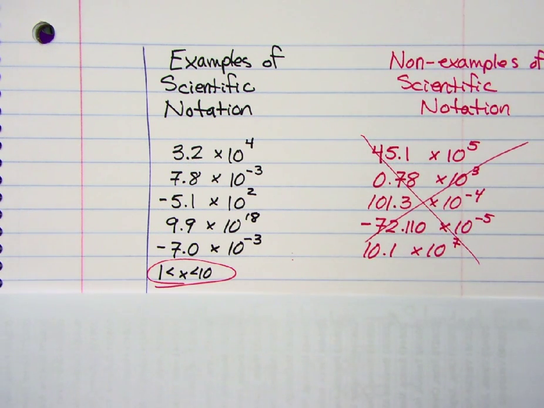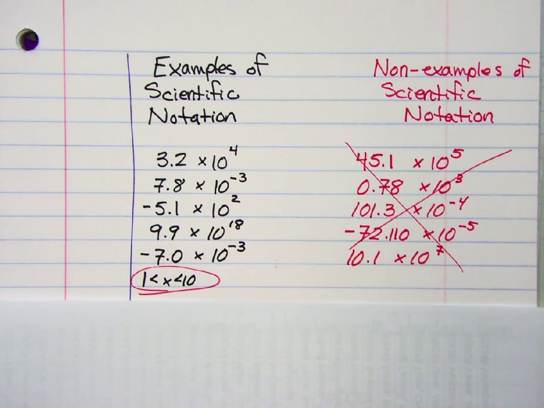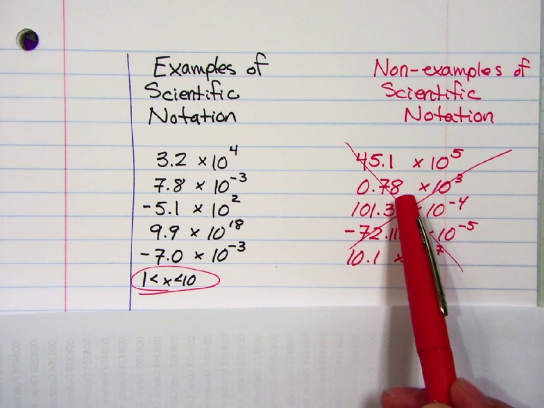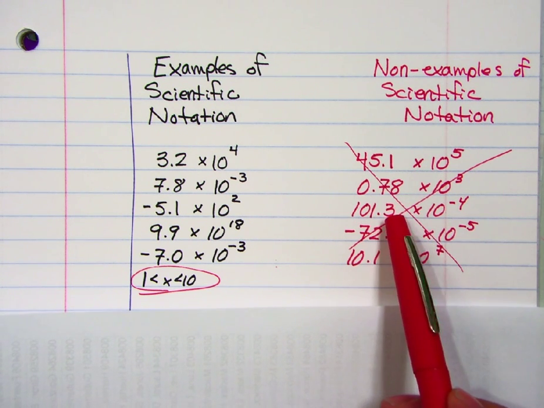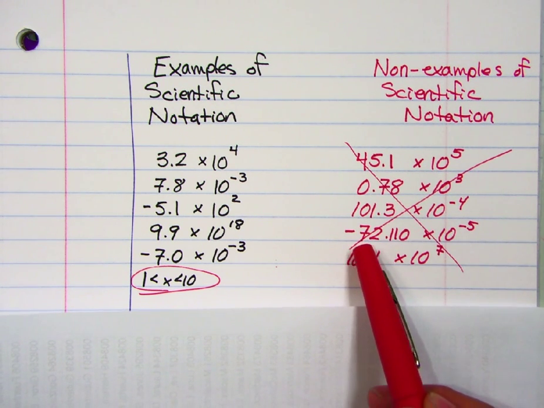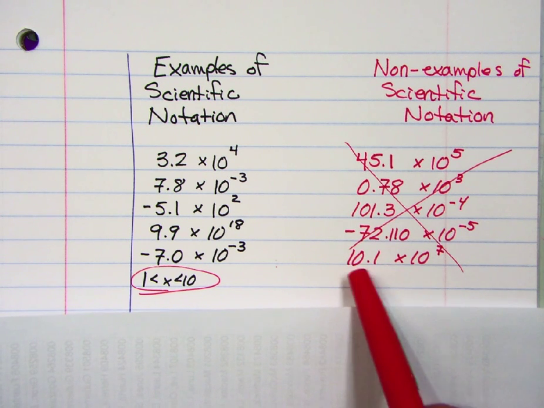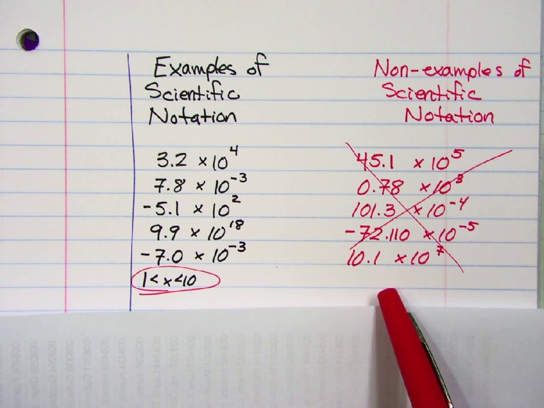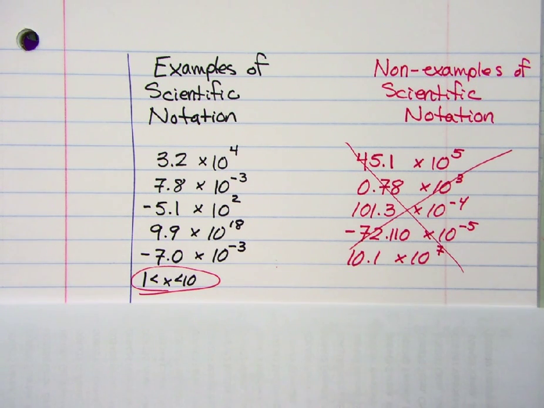If I show you some non-examples, these are not examples. Take a look. 45.1 is not between 1 and 10. 0.78 is not between 1 and 10. 101.3, 72.110, and 10.1. None of those are between 1 and 10. So this is not considered scientific notation. Okay, so those are examples and non-examples.